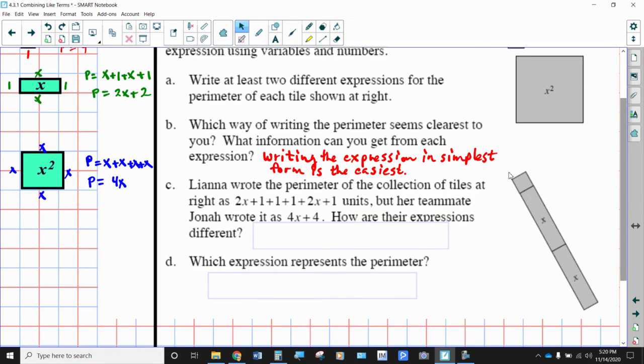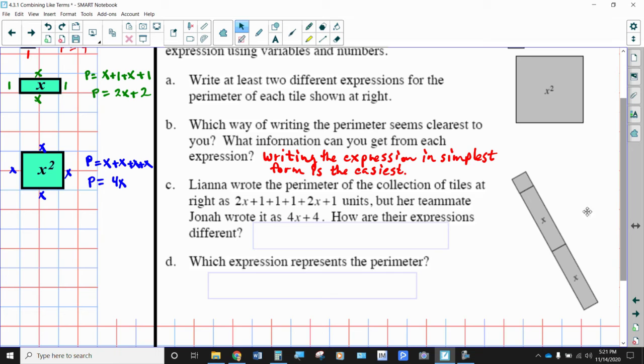So here is a tile figure. Please copy this down in your journal and look and see what Liana and Jonah wrote. Liana wrote for her perimeter that the collection of these tiles was 2 x's plus 1 plus 1 plus 1 plus 2 x's plus 1. Jonah said it was 4x plus 4. So how are they different and which one is right? Which one is the correct perimeter?